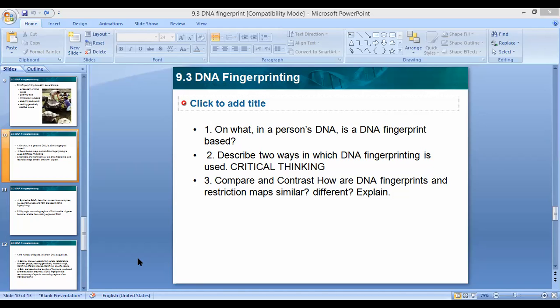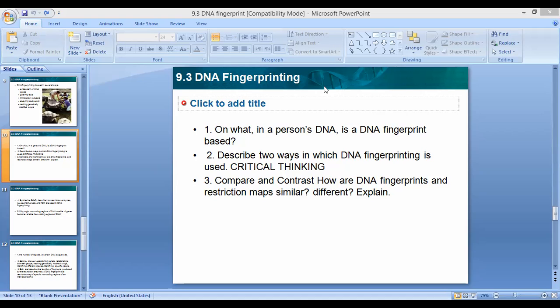Compare and contrast. How are DNA fingerprints and restriction maps similar and different? Explain. Now, the first thing is DNA fingerprint is actually a type of restriction map. It's a way that presents a restriction map. Bravo. How are they different? DNA fingerprints identify, while restriction maps just order them or give you an explanation of the DNA fragments.